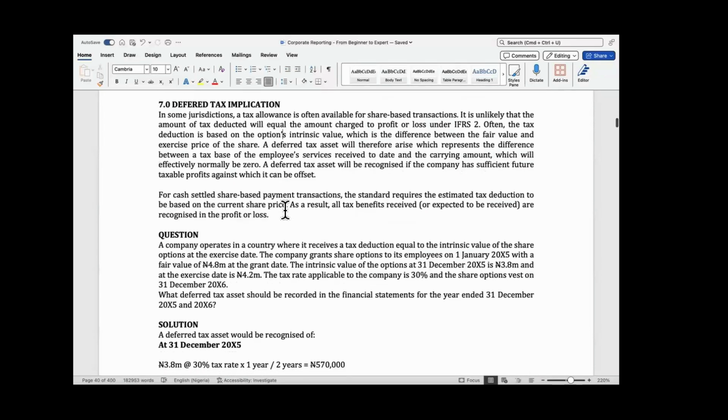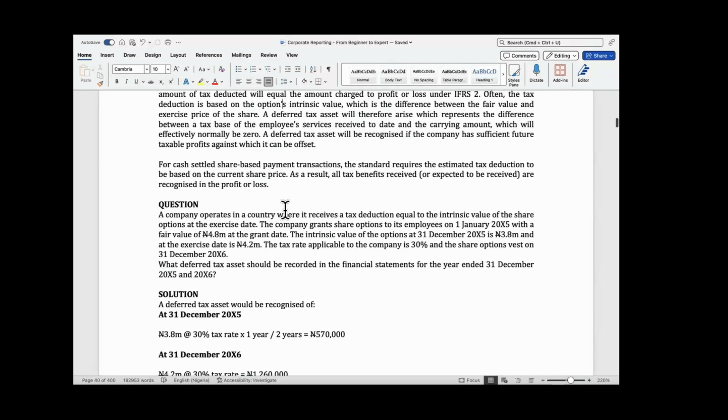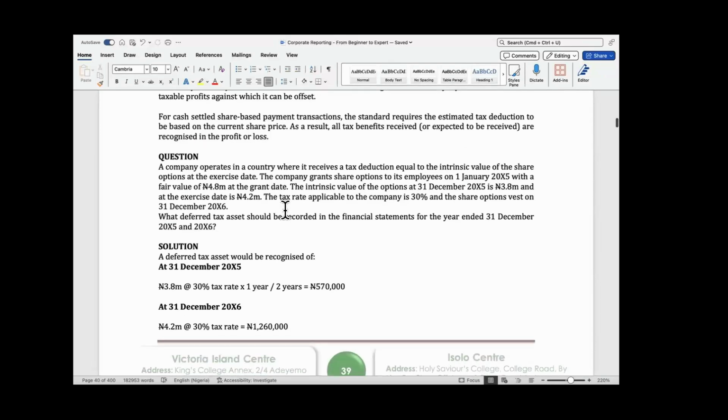Okay, that is all for deferred tax. Two diets ago, for 15 marks, they asked the deferred tax implication of share-based payment. A lot of people don't pay attention to it, so pay attention to it. They can ask it. You have to know it. So let's look at this question.